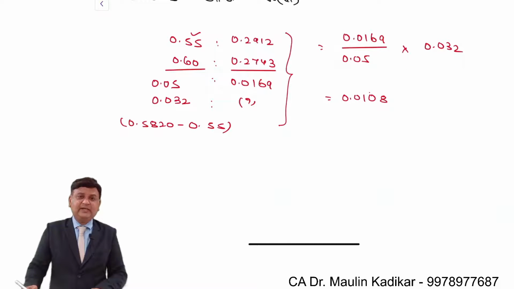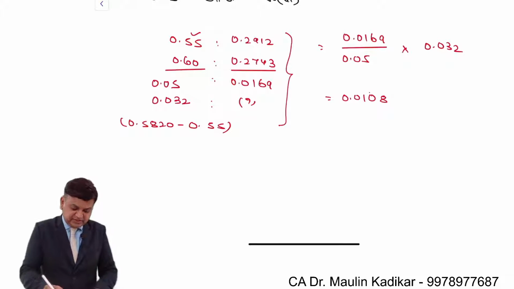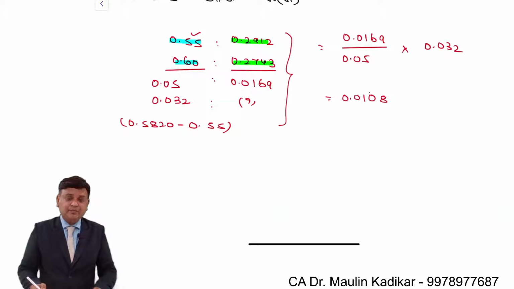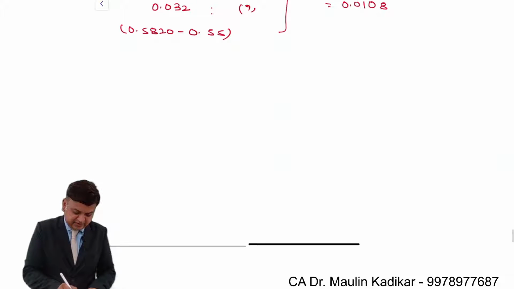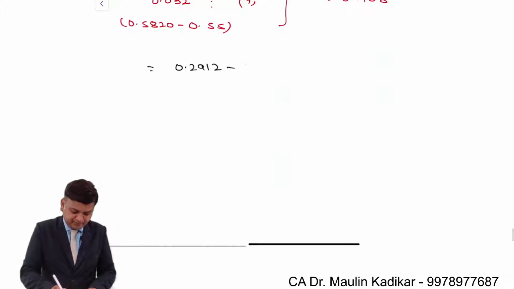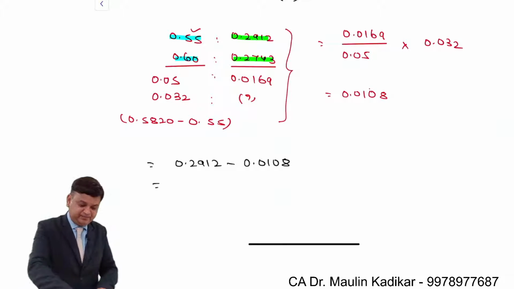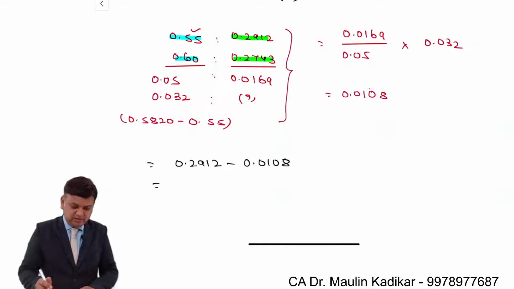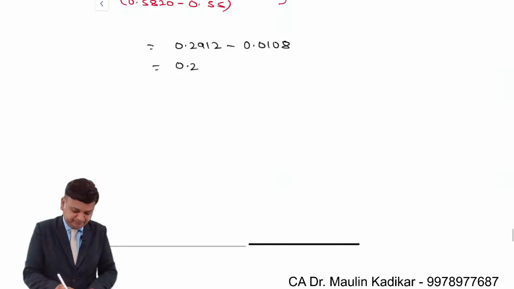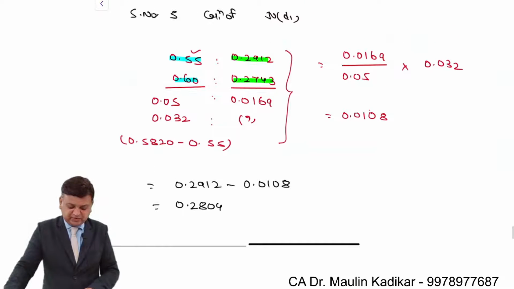Now importantly friends, we can see something like this. With the change in the reading, we can see that the value is falling down. So we are required to write the final answer like this: 0.2912 minus 0.0108. We have to deduct it. Only in that case the reading will be falling in between both of them. So 0.2912 minus 0.0108 is 0.2804. This is what we understand.